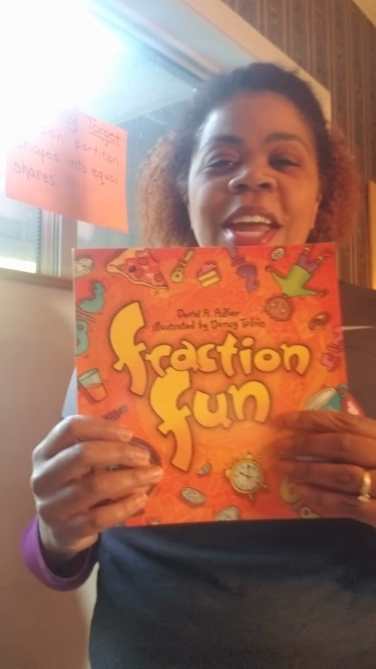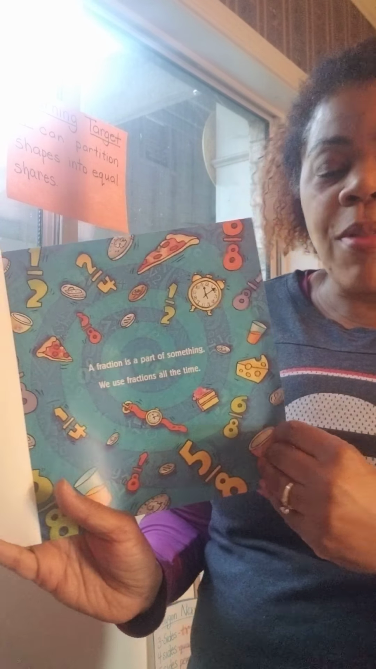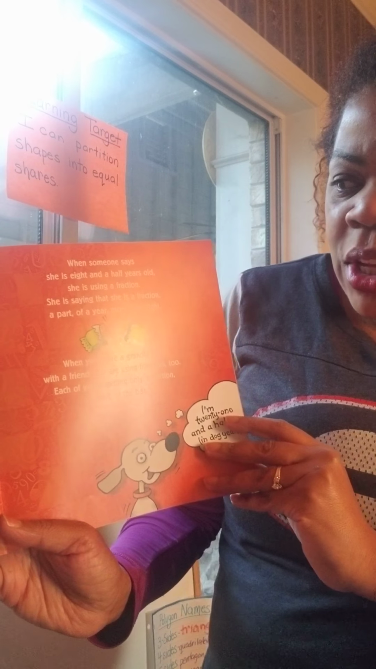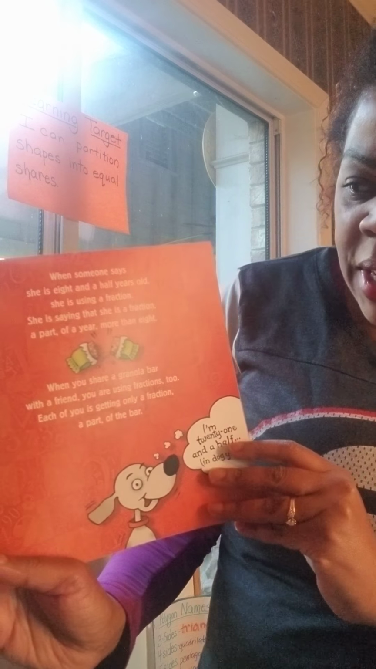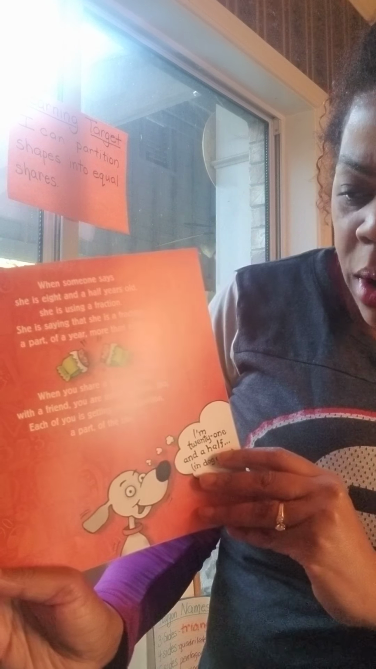So I'm going to read this, and I'm just going to read a part of it. It's called Fraction Fun. This is not an AR book, but it is a good book, okay? A fraction is a part of something. We use fractions all the time. When someone says she is 8.5 years old, she is using a fraction. She is saying that she is a fraction, a part of a year, more than 8.